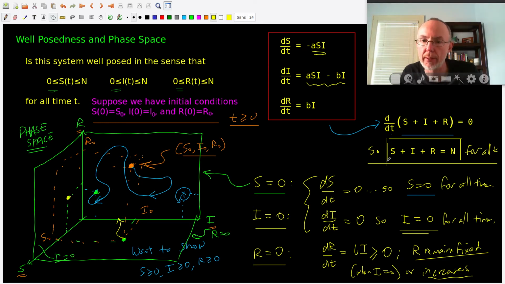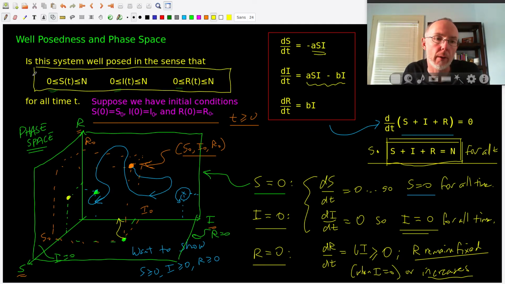And so I have three numbers that are all positive. I now know that for certain. They're all positive, and the sum of the three of them adds up to n. So this condition on the S, the I and the R is maintained by the differential equations. Those differential equations keep the variables in that physical sense. They keep them greater than or equal to 0 and less than or equal to n.